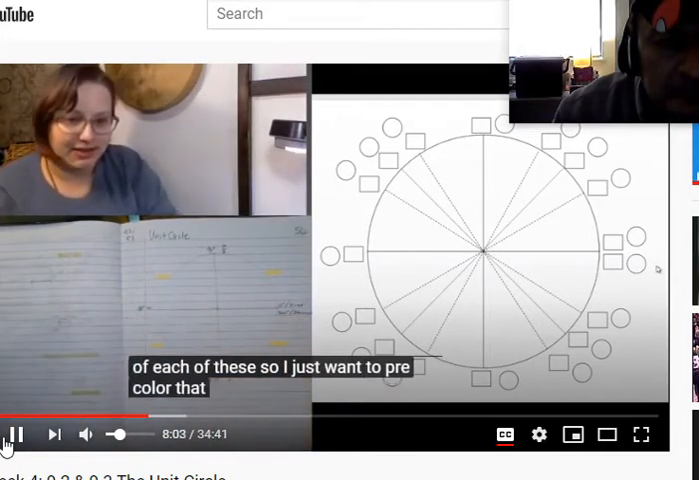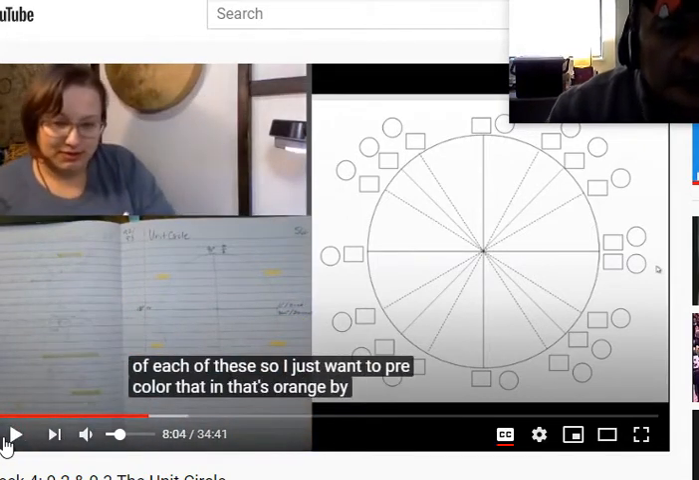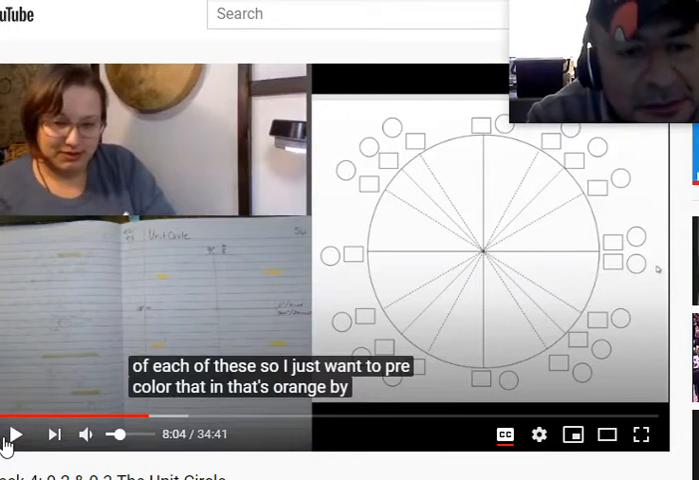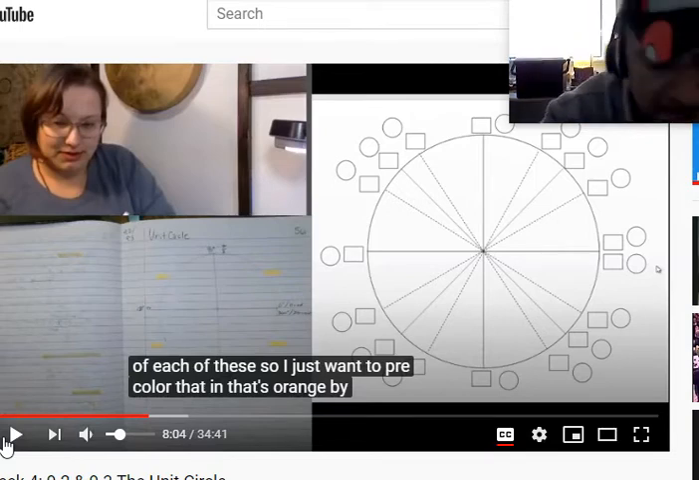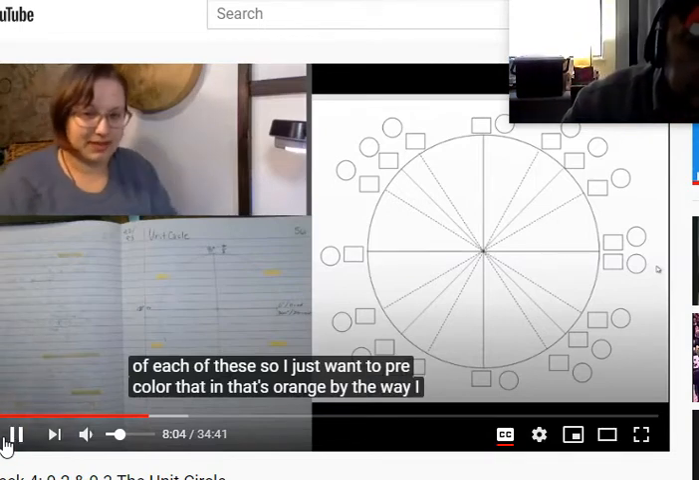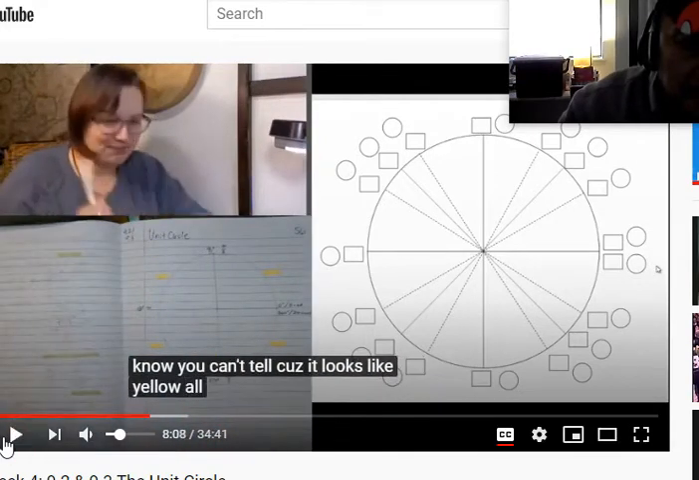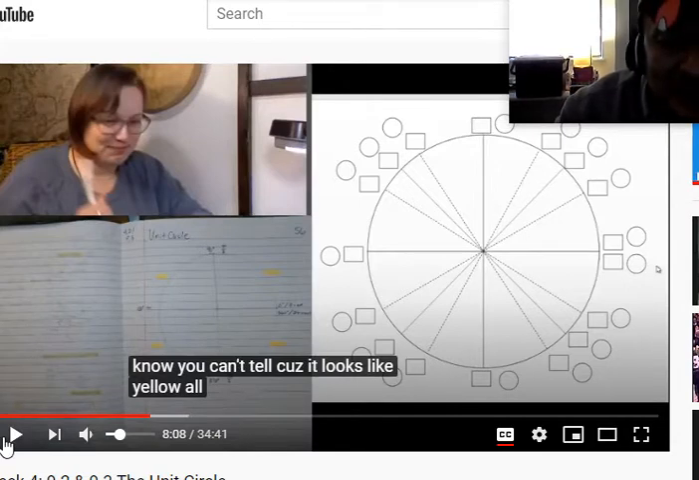So I just want to pre-color that in. That's orange, by the way. I know you can't tell because it looks like yellow.